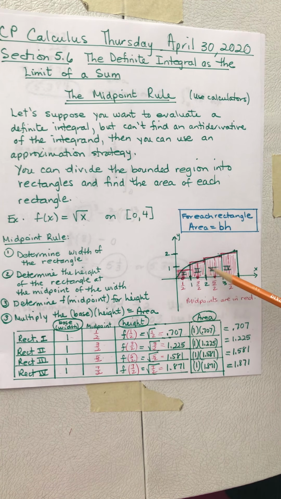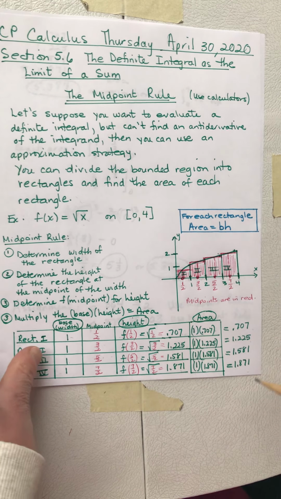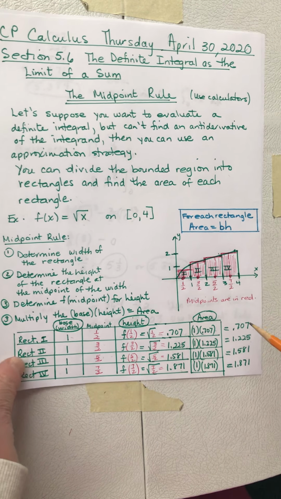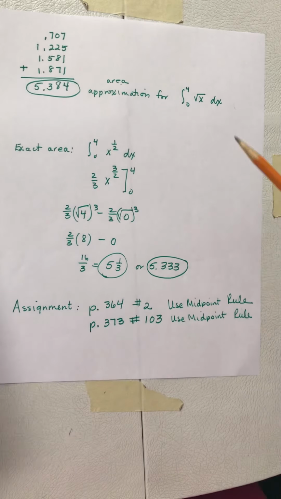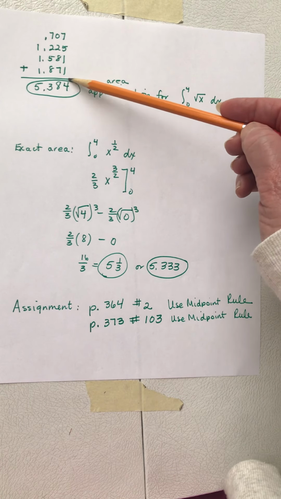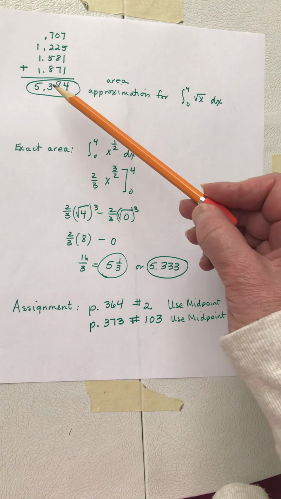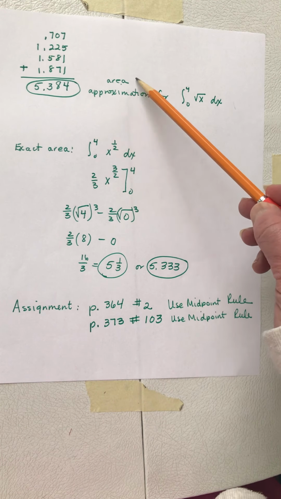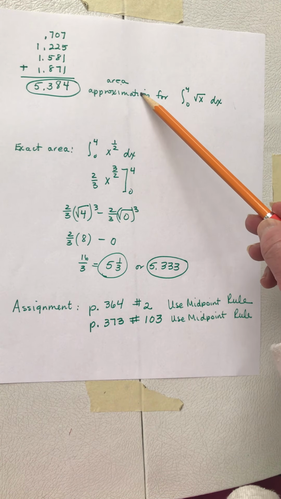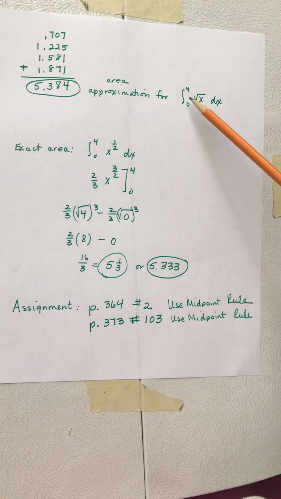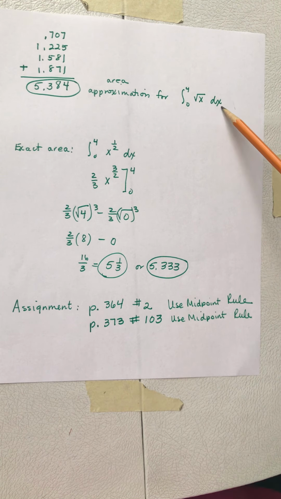Now, we take all of these. These are the areas of each one of these, and we're going to add them up to get the area of that whole region, an approximation for it. So I took all those values, added them up, and got 5 and 384 thousandths as an area approximation for the integral 0 to 4 of the square root of x dx.